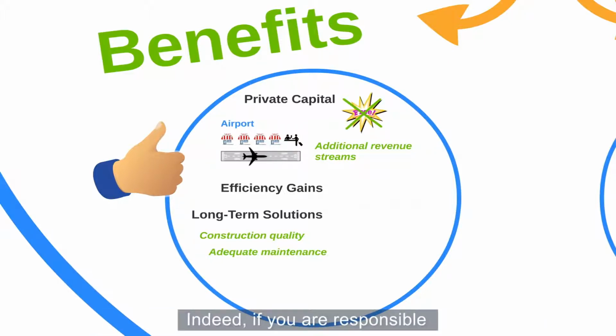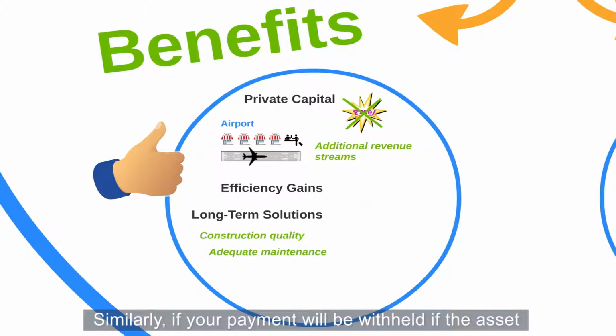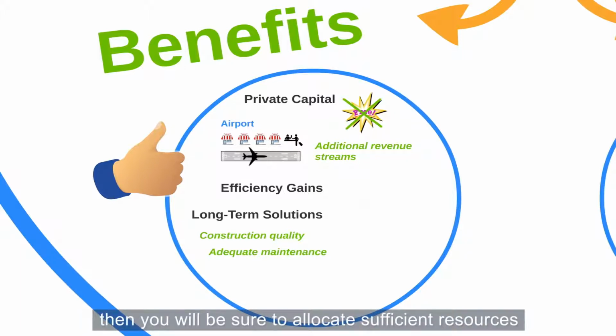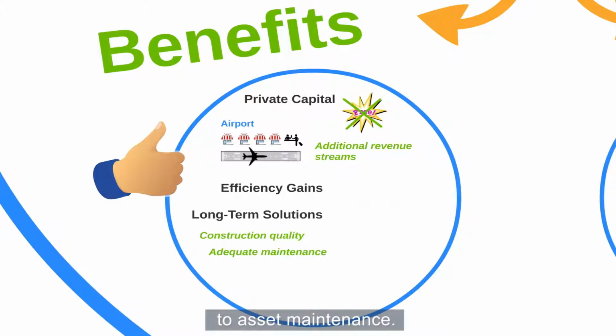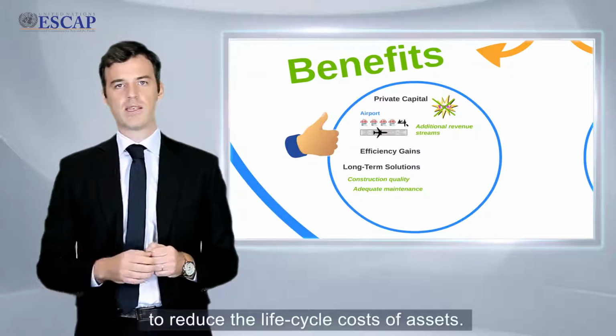Indeed, if you are responsible for operating an asset for 20 years, you will make sure that the asset is built properly. Similarly, if payment will be withheld if the asset fails to meet the performance standards, then you will be sure to allocate sufficient resources to asset maintenance. A PPP structure also creates incentives to reduce the life cycle cost of assets.